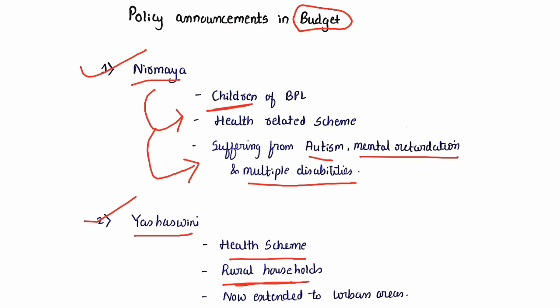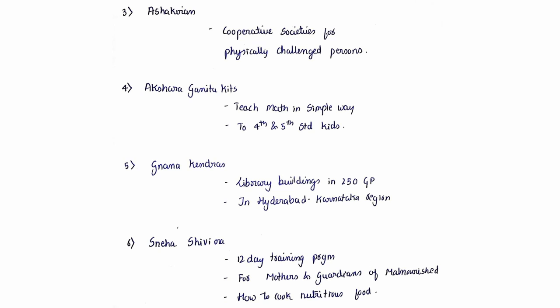Yashaswini is also a health scheme. It is for rural households, and now it is extended to urban areas also. Next is Asha Kiran. Asha Kiran is related to physically challenged persons. Akshara Ganita Kids is, as the name says, related to math for kids, and Jnana Kendras is libraries. Sneha Shivira is a training program.